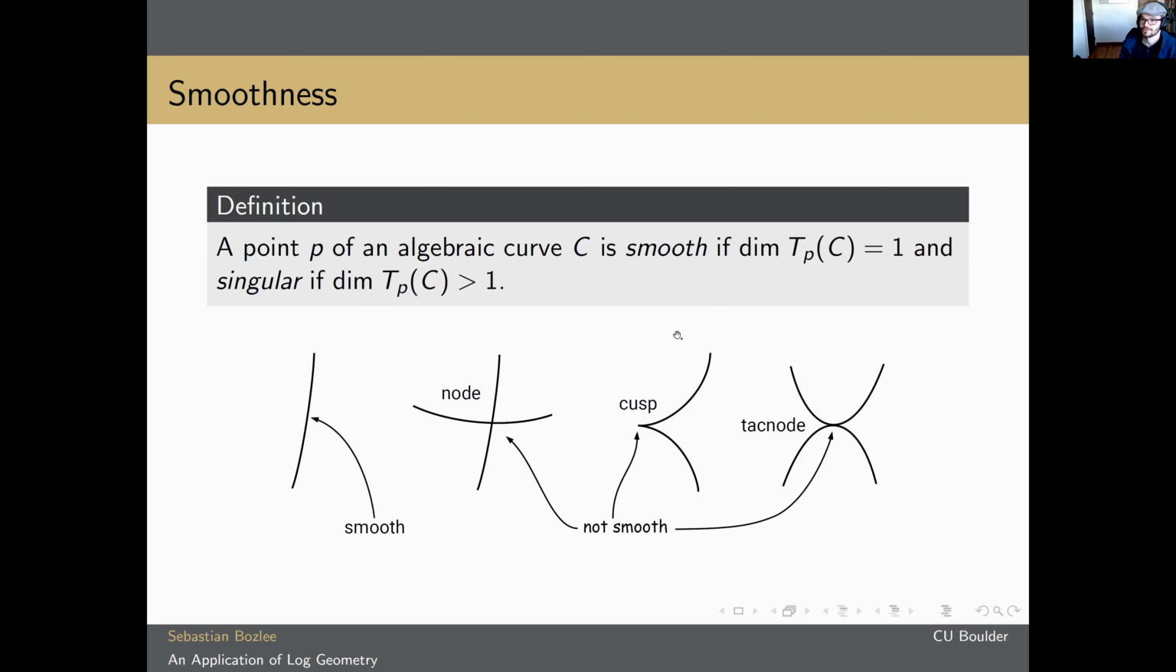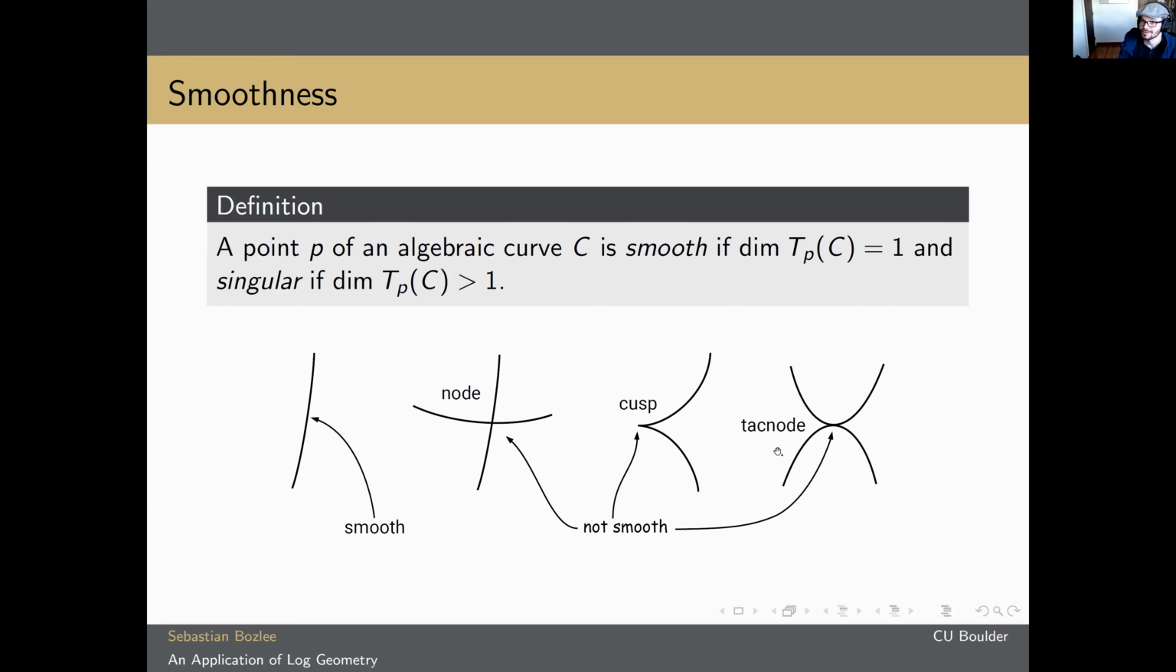Another way that we can ask for our curves to be nice is we can ask them to be smooth. The formal definition of this is that a curve is smooth at a point P if the dimension of the tangent space is 1, and it's singular if the dimension of the tangent space is bigger than 1. So pictorially, the smooth points of a curve are the normal looking ones. This completely unremarkable point on this curve is a smooth point.